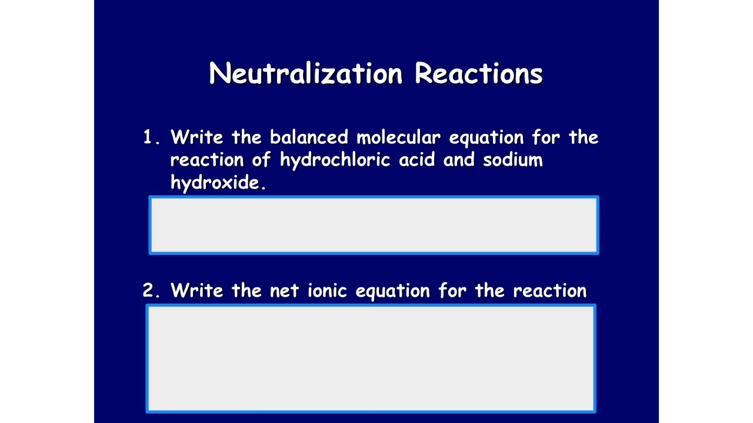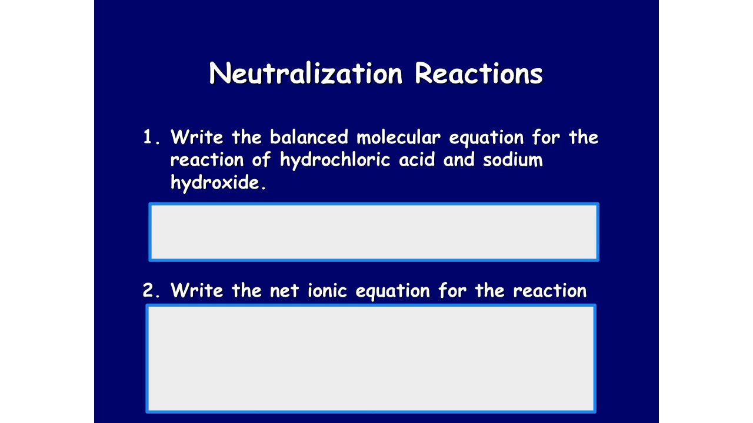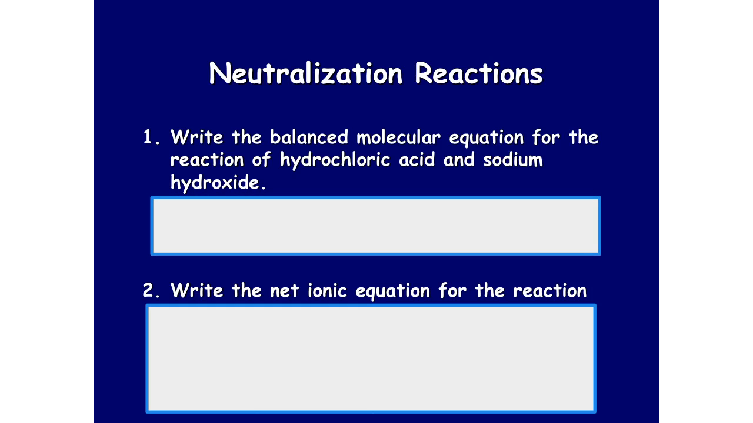All right, so now we have 2 examples of a neutralization reaction. So we have to write the balanced molecular equation for the reaction of hydrochloric acid and sodium hydroxide. So hydrochloric acid would be HCl. So again, we have to have our formulas memorized. Sodium hydroxide, NaOH. We have an acid plus a base, so that is always going to make water and an ionic salt, that would be the NaCl.